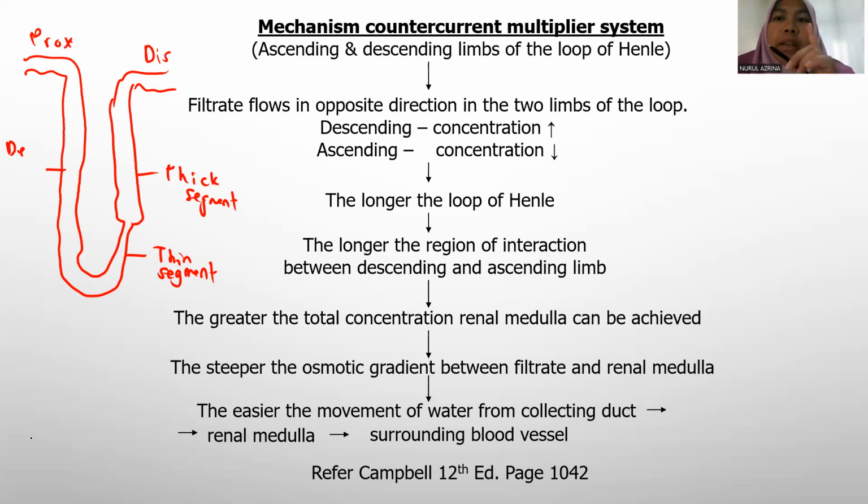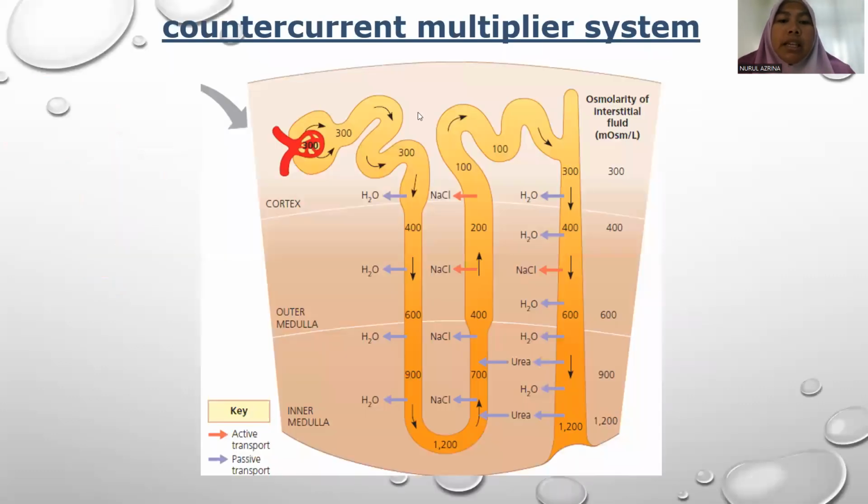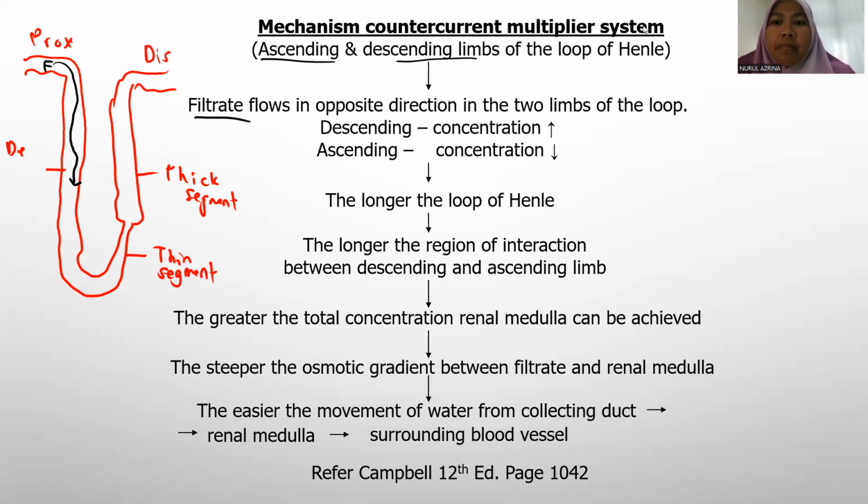Okay, now let's see. So remember the mechanism of counter current multiplier system involving ascending and descending limb of loop of Henle, right? So filtrate, bahan-bahan tertapis, will flow in the opposite direction between the two limbs, right? So as the filtrate flows down the descending loop of Henle, concentration of the filtrate is increasing. Why does concentration of filtrate increase? Because water is reabsorbed out at the descending loop of Henle. So filtrate concentration is increased at the descending loop of Henle, right? But as the filtrate moves along the ascending limb of loop of Henle, concentration of the filtrate will decrease.